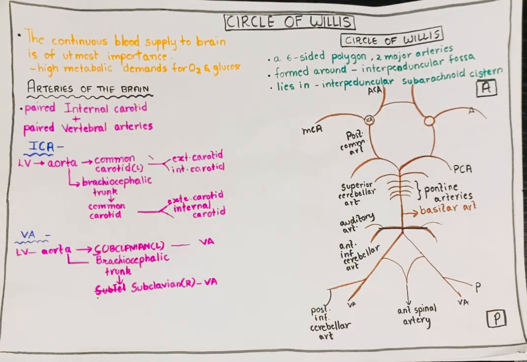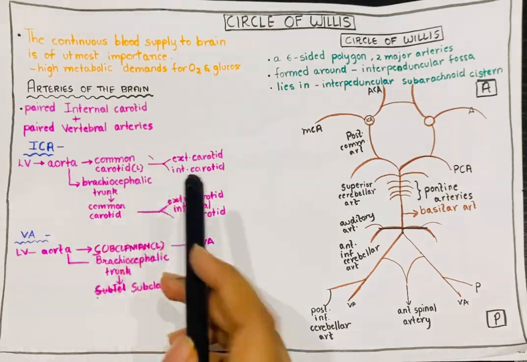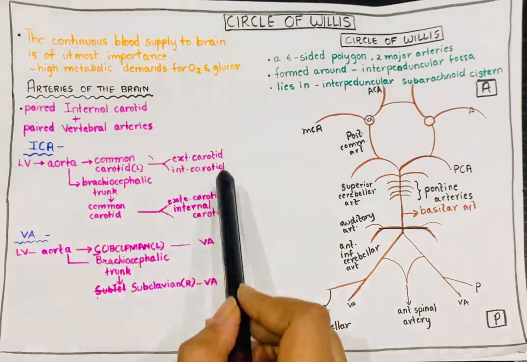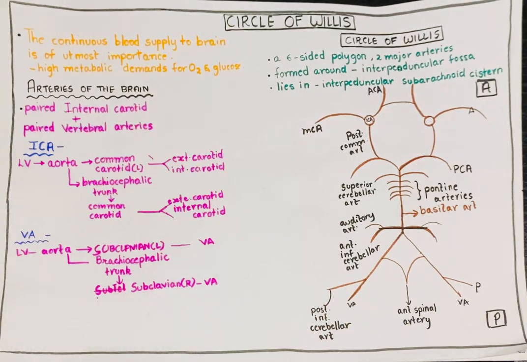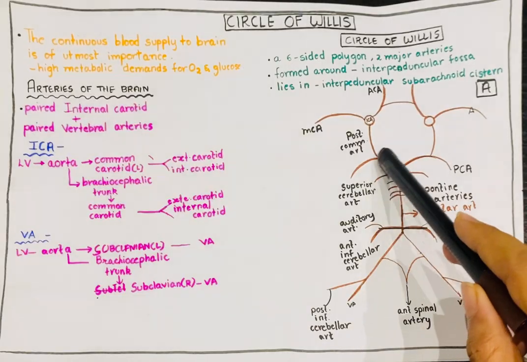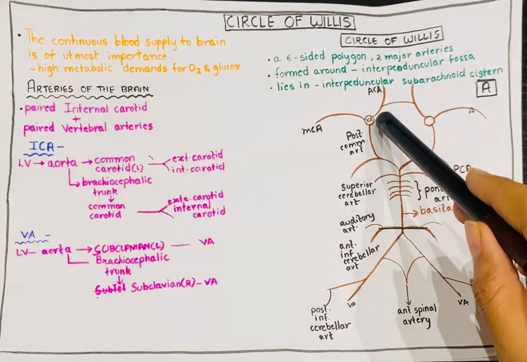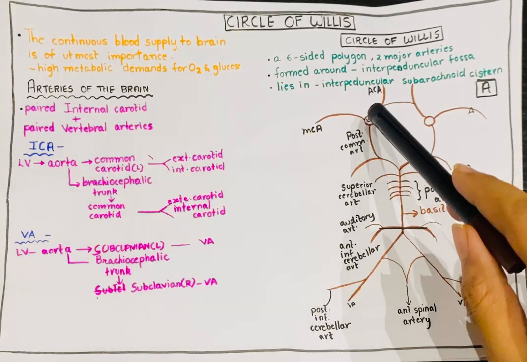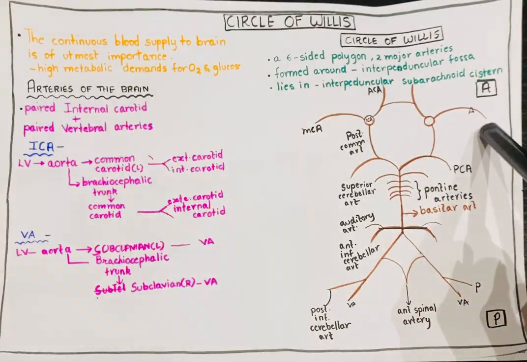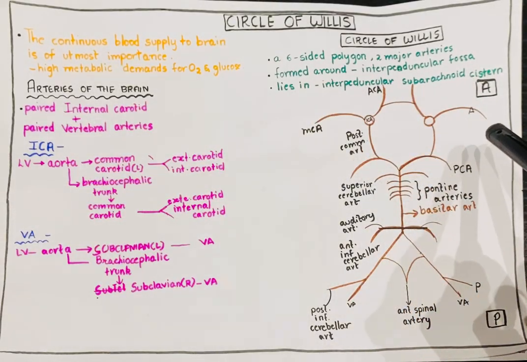Now, both the common carotid arteries are going to split in order to form the external carotid artery and the internal carotid artery. What concerns us with regards to Circle of Willis are the right and the left internal carotid arteries. That's it. These two internal carotid arteries are going to form the anterior part of the circulation of the Circle of Willis. As you can see in this particular diagram, we have the internal carotid arteries, and these internal carotid arteries are going to form the anterior part of the circulation of Circle of Willis.